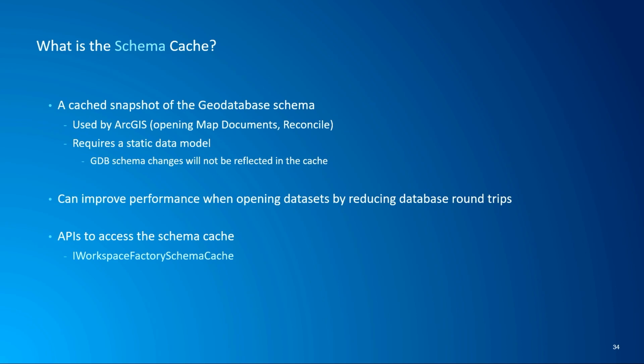Now, similar to the spatial cache, we also have a schema cache. Think of it as being a snapshot of the geodatabase schema. You know, all the feature classes, all the table metadata, relationship class metadata, network metadata, domains, all the rest. Now, in order to use the schema cache, you're going to want to have a static data model. You're not going to want to be adding feature classes and tables and other metadata to your system, okay? Because if you have a schema cache that's active, when you're trying to do these DDL operations, it will not be reflected in the cache.